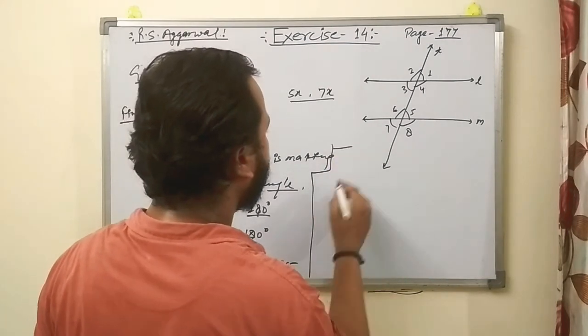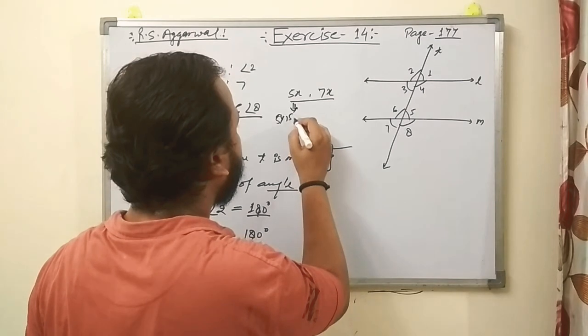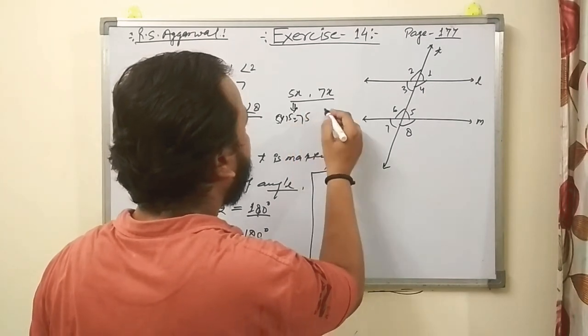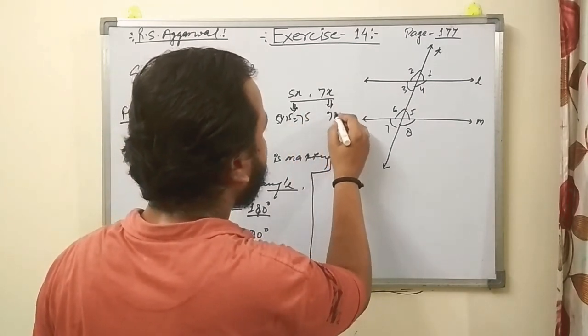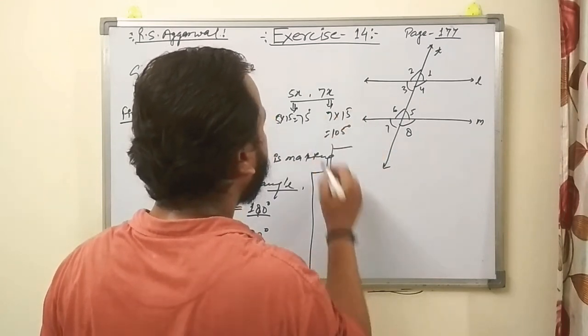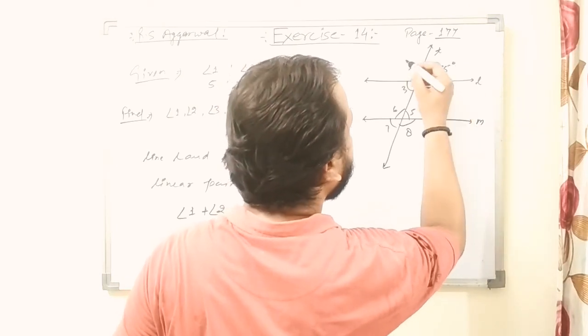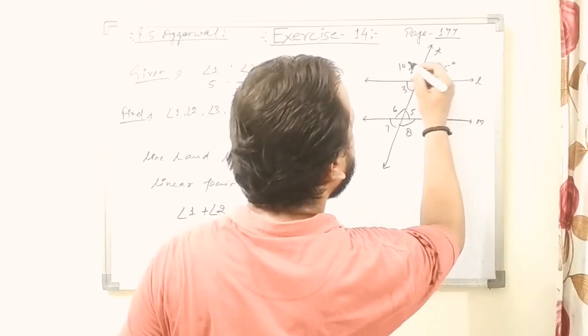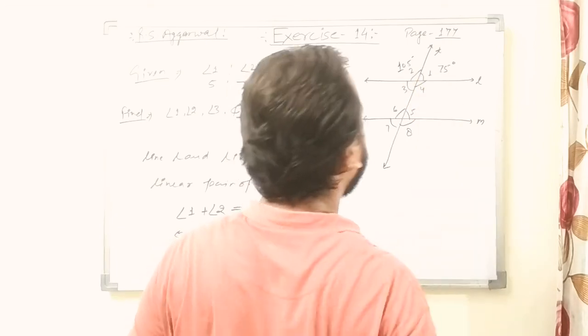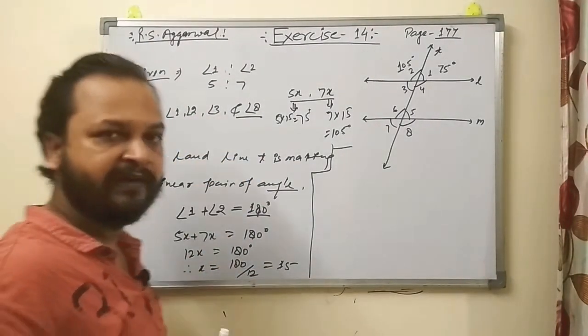So put the value into this. So 5x is equal to 5 into 15, that equals 75. And in 7x, 7 into 15, that equals 105, right? So this angle is 75 degrees and this angle is 105 degrees. So now the angles you have to find out are angle 3 and angle 8, right?